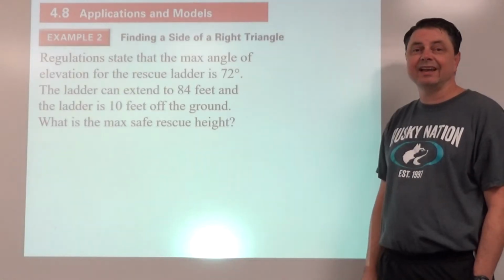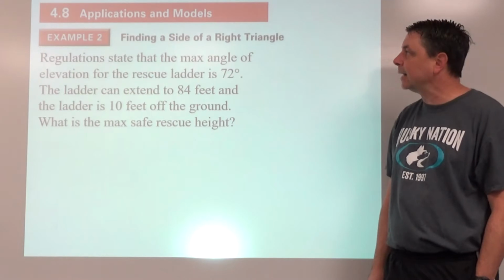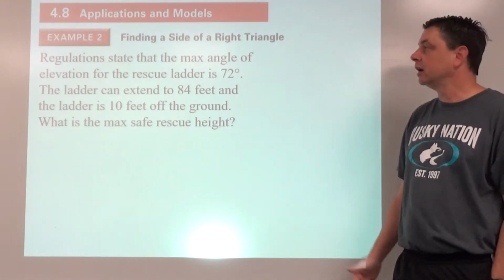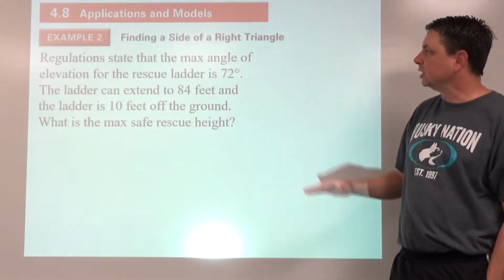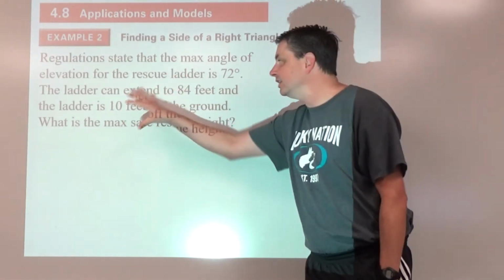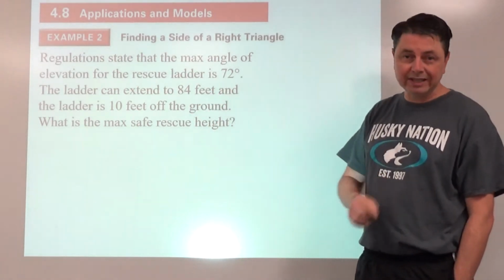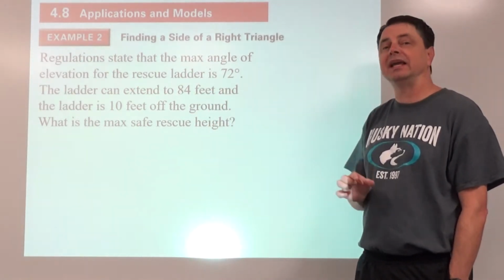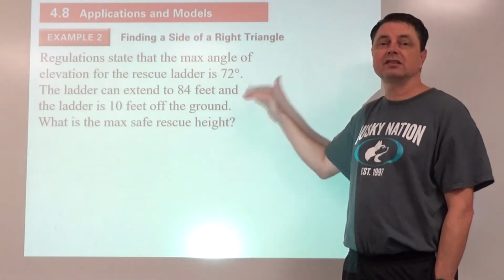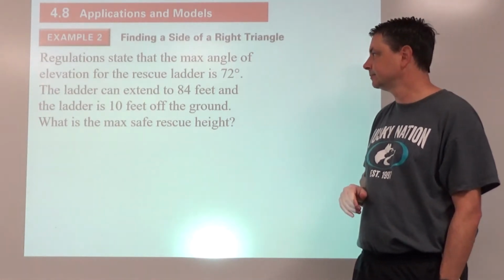This is lesson 4.8, applications and models in the trigonometry chapter. Example number 2, finding the side of a right triangle. I want to read through and then most importantly sketch and label. So pause here until you have that, the sketch and the label.